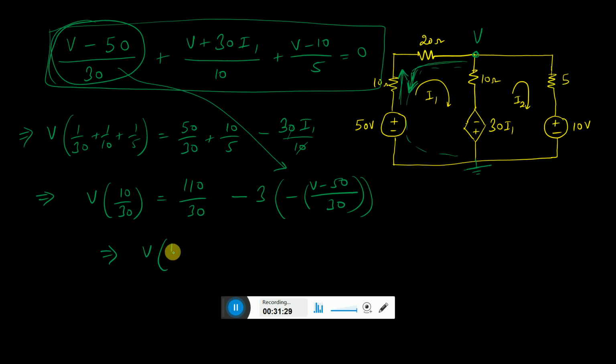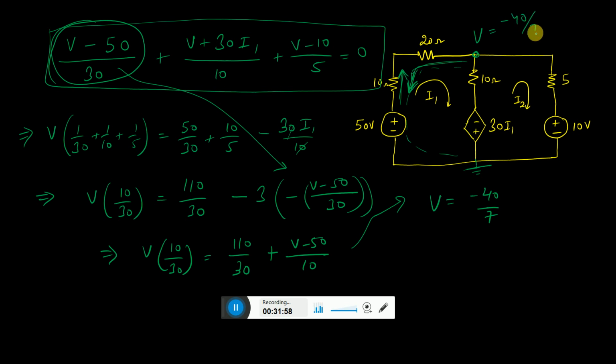This is V times 10 by 30 equals 110 by 30, and minus this will be plus, the 3 gets 10, so it is V minus 50 divided by 10. Now if you solve this, you get V equals minus 40 by 7. Now you have got the value of V. This is minus 40 by 7 volts.